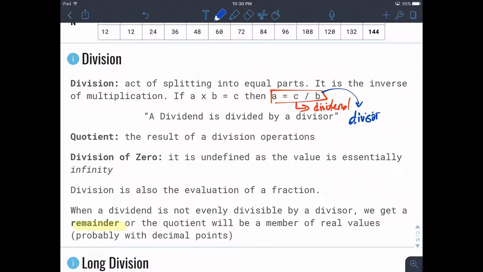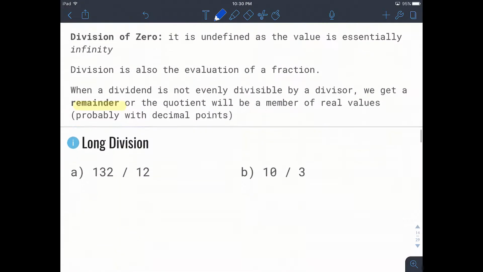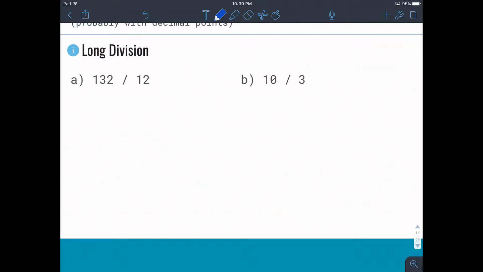So we'll be dealing with a lot of divisions and a lot of numbers that have a remainder, or we'll be dealing with decimals in computer science. So it is very important that we understand how long division works. So let's look at these two division operations. We're going to divide 132 by 12, and we're also going to divide 10 by 3. So here we go.